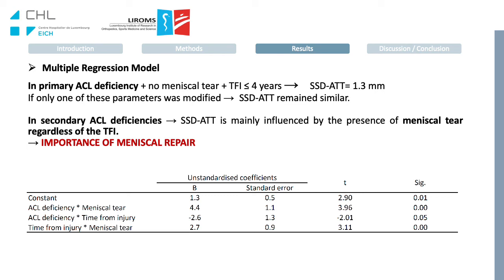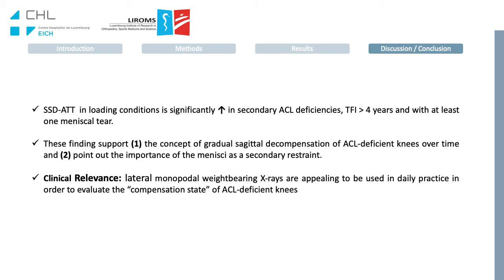In secondary ACL deficient knees, instead, side-to-side difference was mainly influenced by the presence of a meniscal tear, underlining the importance of a meniscal repair, especially in secondary ACL deficiency.